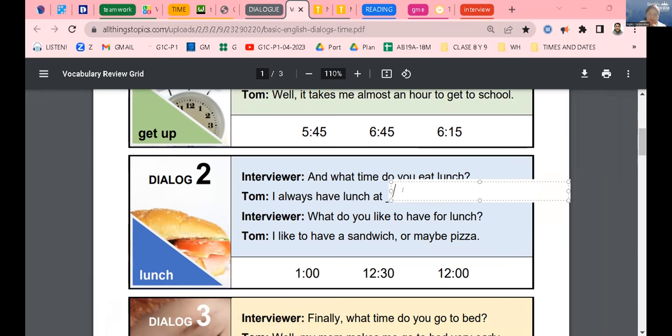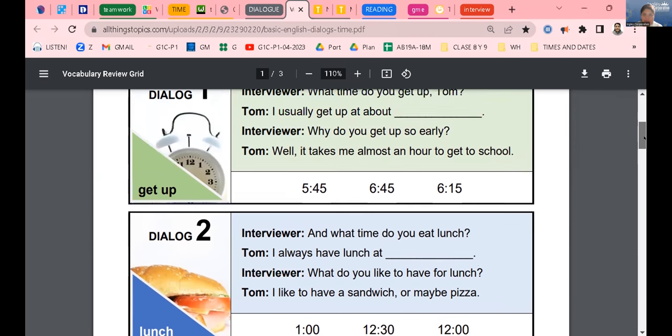Example, let's see, Daniel, and what time do you eat lunch? Select any hour. 12 o'clock. 12 o'clock, okay. Any other example? Half past 12. Okay, or? Or 1 o'clock. What do you like to have for lunch? I like to have... Or maybe pizza. Okay. So I think we're just going to practice with these two dialogues.